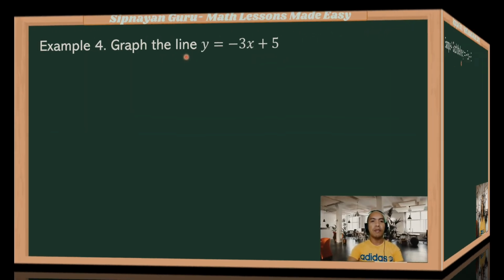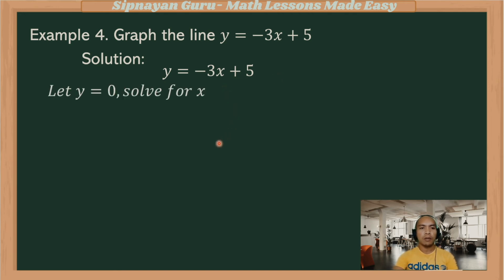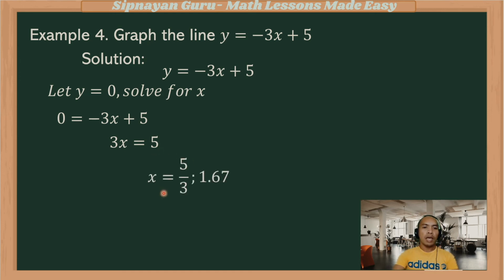So last example, graph the line y is equal to negative 3x plus 5. Actually, this equation is written in slope-intercept form. But in this case, we will be graphing this one using the intercepts method. So let y be equal to 0 and solve for x. If our y is 0, so 0 is equal to negative 3x plus 5. So conventionally, as we solve for the variable, that variable will be at the left side of the equation. So transpose negative 3x to the other side. So that would be positive 3x, and that is equal to positive 5. Divide both sides by 3, x is 5 over 3. In decimal, that is 1.666 or 1.67.